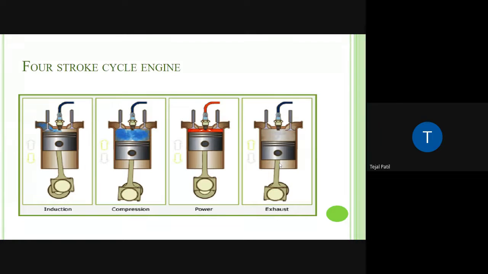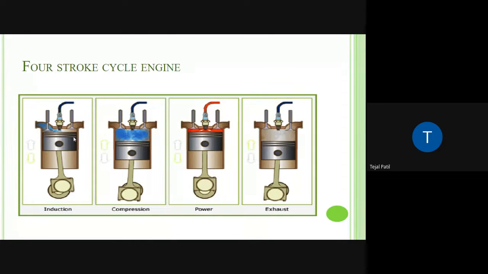So that's why the piston is now moving upward due to the inertia. Whatever the burnt gases are, they will be thrown outside through this exhaust manifold. At that time, this exhaust valve will be open, and the burnt gases will be thrown outside. Now when the piston moves, it will reach the top dead center. Again, the volume is less, and inside it only very few burnt gases will be available.